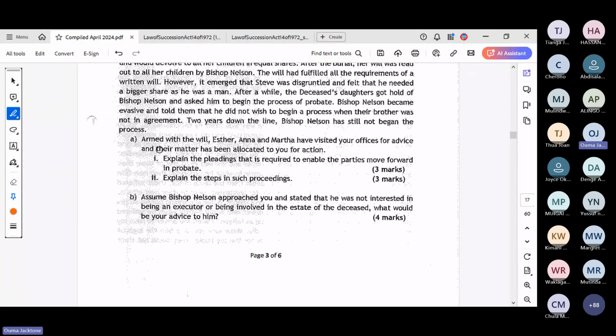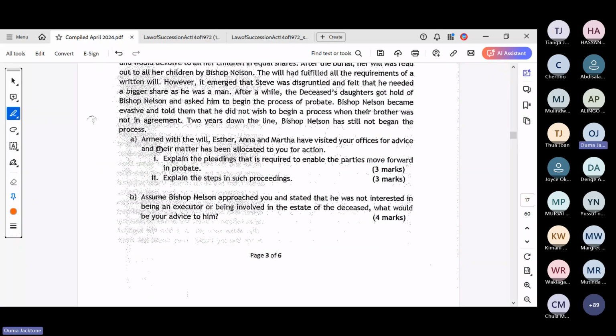Yes, Abdisalan. My advice to the bishop, sir, will be to ask him to renounce in writing. He should write that he is not wanting to execute, and that's enough, I think. I would ask him to renounce his rights in writing to the court. He should write a letter to court renouncing his right to execute. And if he renounces, then whoever was entitled will apply for a grant of probate. All right, so that is the question.